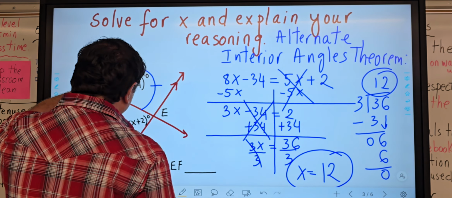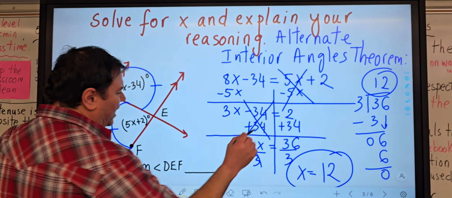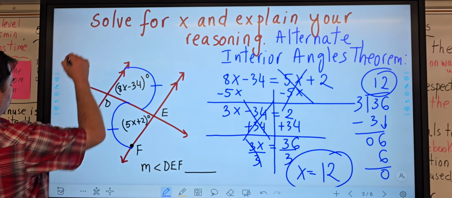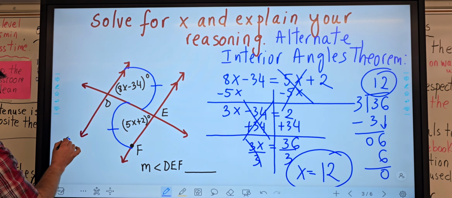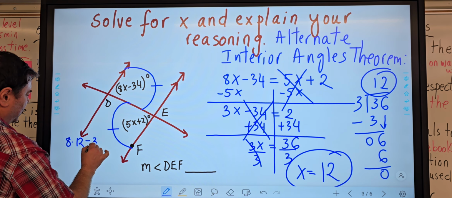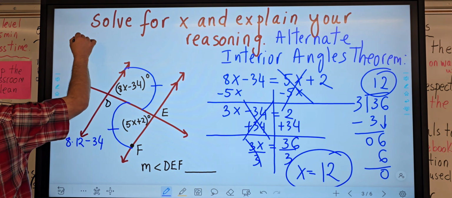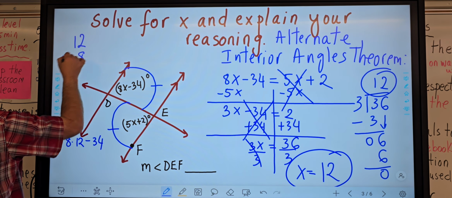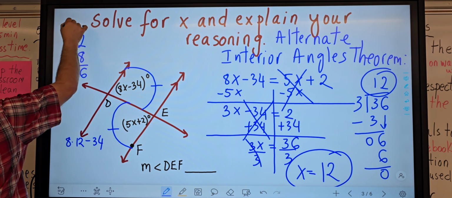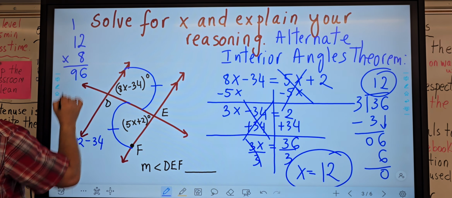And again, if we want to find the measure of that angle, we are going to substitute x with 12. So here we are going, let me do the work right here. So it's going to be 8 times 12 minus 34. So we have 12 times 8. 8 times 2, 16. 6 carry the 1. 8 times 1, 8 plus 1, 9.